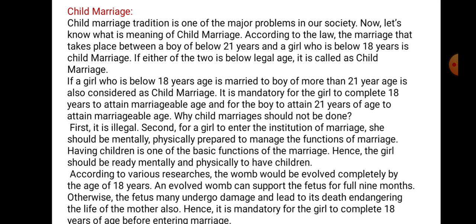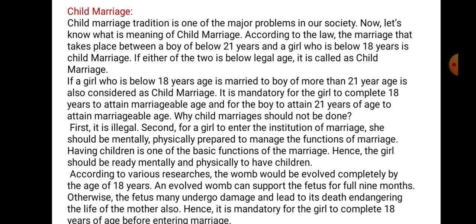It is mandatory for the girl to complete 18 years to attain the marriageable age, and the boy has to complete 21 years in order to get married. Why child marriages should not be done is the first question. First of all, child marriage is considered illegal. It is against the law.